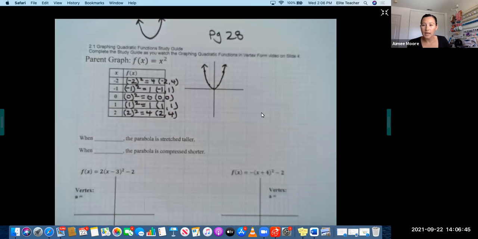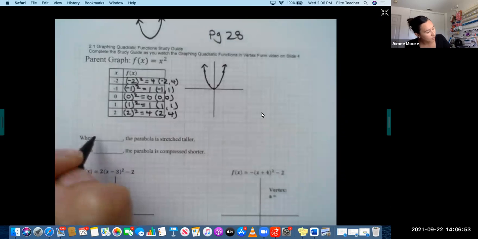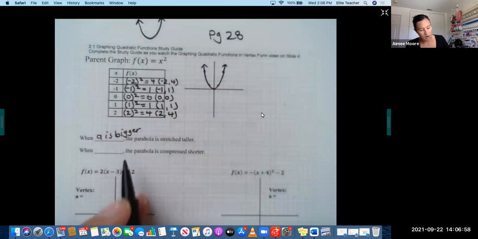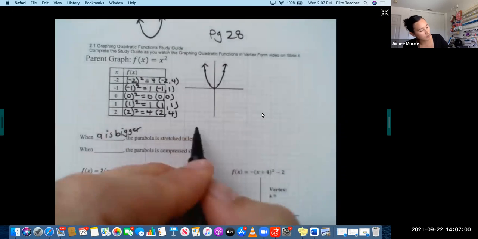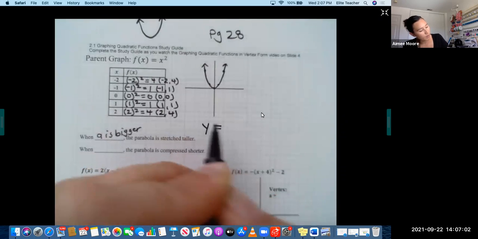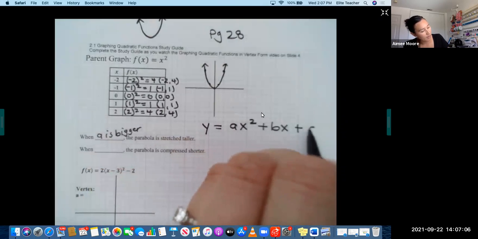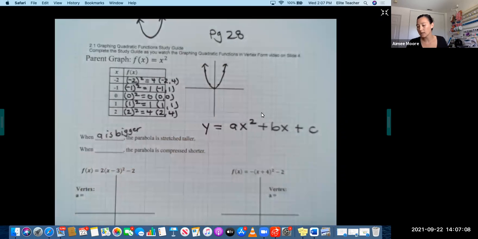And then the study guide video was only like a minute. And so I'm not totally sure what they wanted here, but when A is bigger, the parabola is stretched taller. So the standard form of a quadratic function is y equals ax squared plus bx plus c, which I'm assuming they probably meant to show the part where they talk about this.